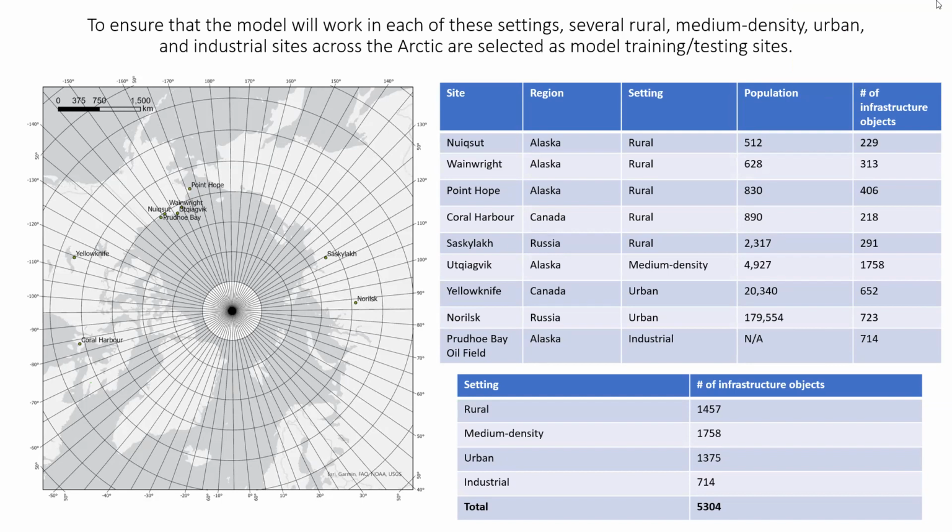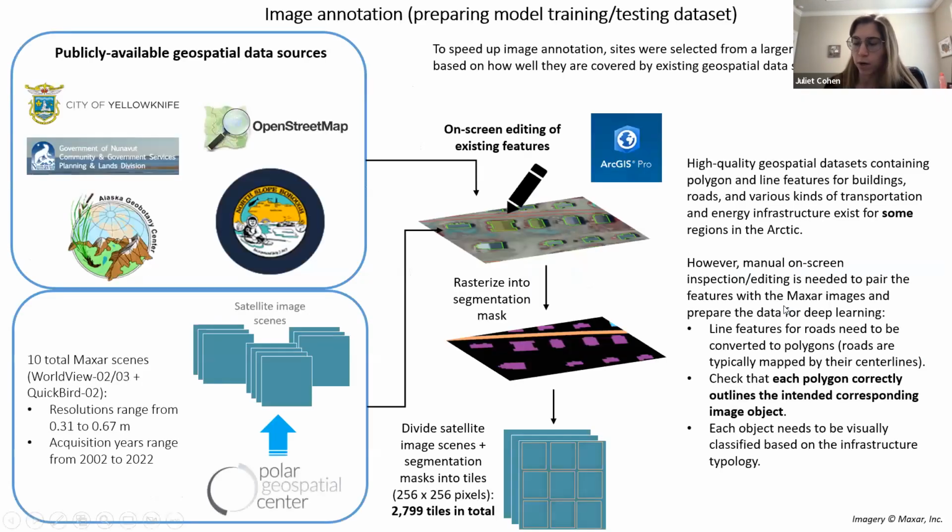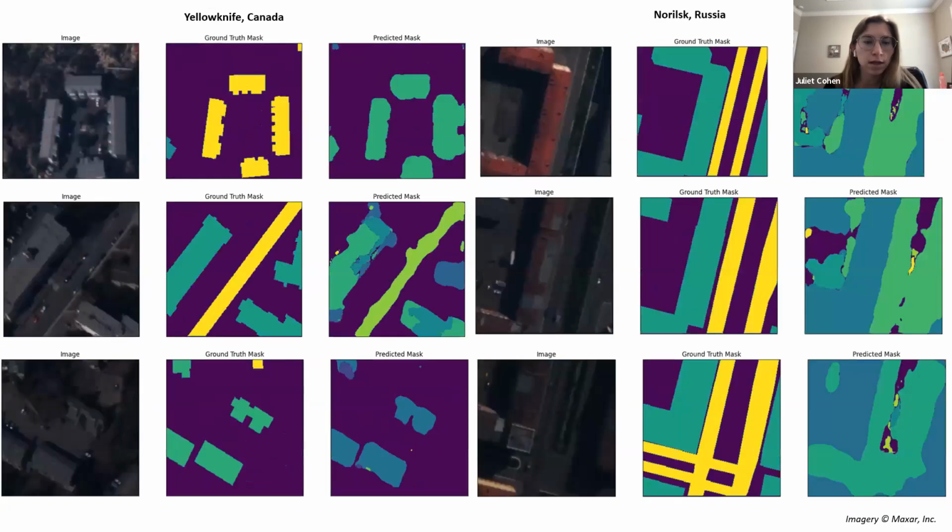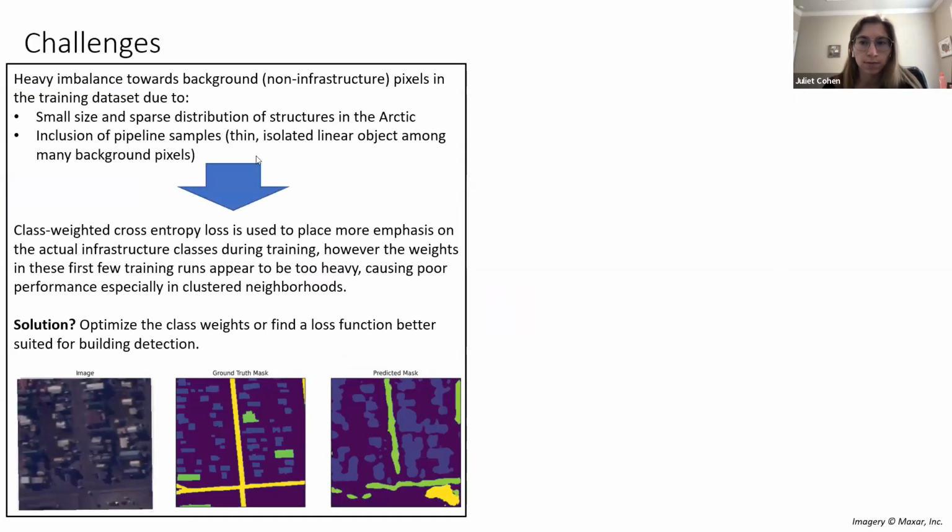I see we have one hand up. Yeah, Juliet, go for it. Thanks for the presentation. That was really interesting. I was wondering if you could speak more to how you're using the weighting for the classes. You talked about the impervious background, like pavement and such, that isn't as important as the structures themselves. I think you called it class weighted cross entropy loss. How does that work?